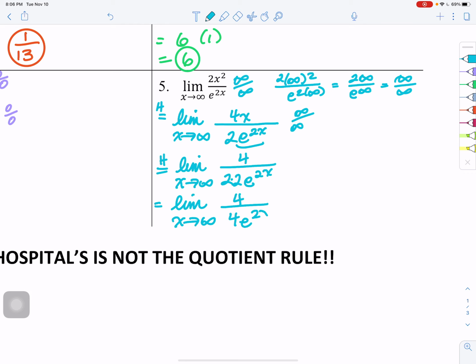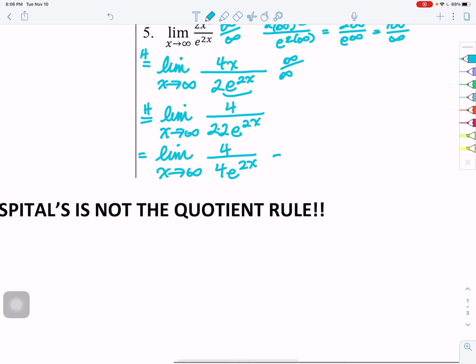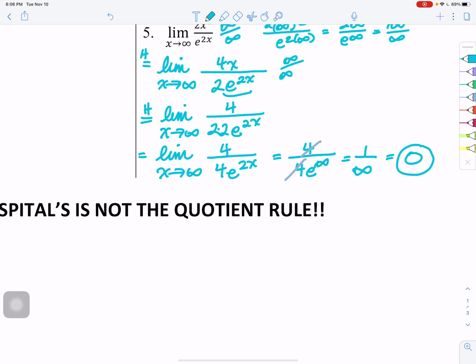Now, what do you notice? We have a 4 in the numerator. We no longer have an indeterminate form. So basically, we're just plugging it in. So we have 4 over 4 times e to the 2 times infinity, which is infinity. And of course, those 4s will cancel. But we end up with 1 over infinity, and that's 0.